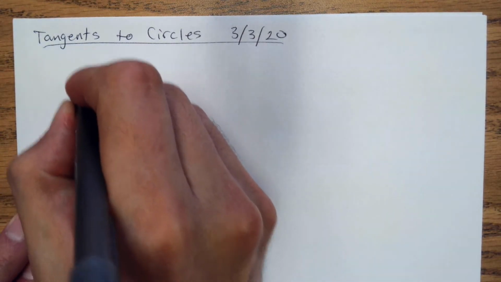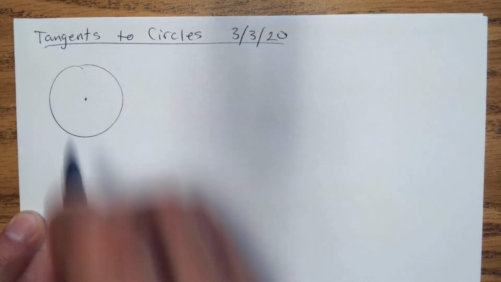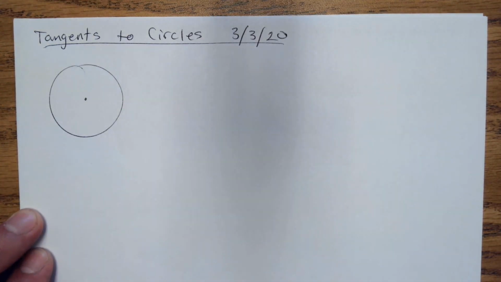This is called tangents to circles. We're going to start out, you can use a straight edge for this. I'm going to use a straight edge, but you don't have to. You can just sketch it. We're going to start out by drawing a circle. It's a decent circle.